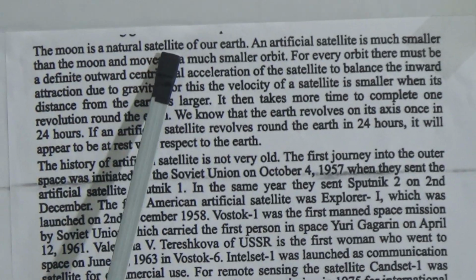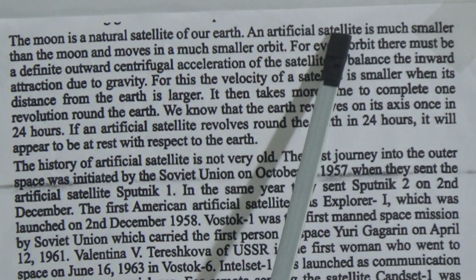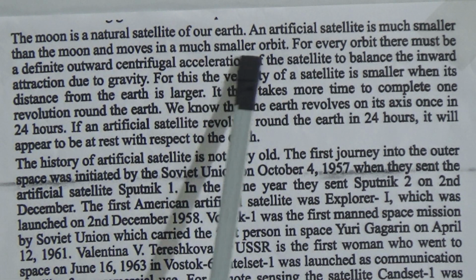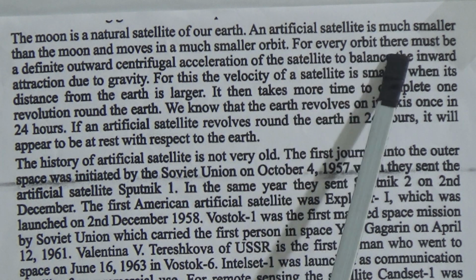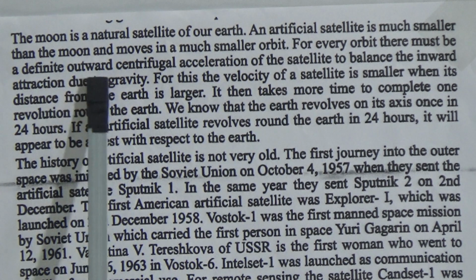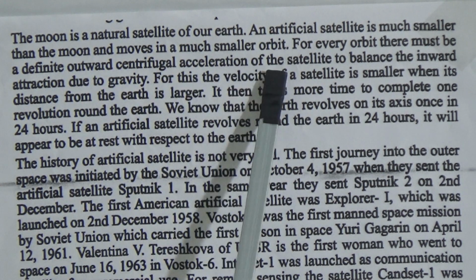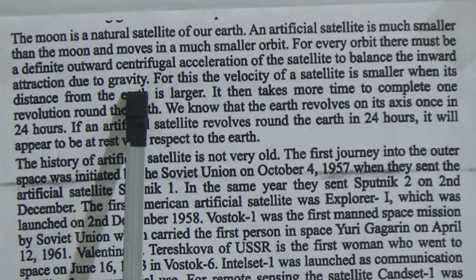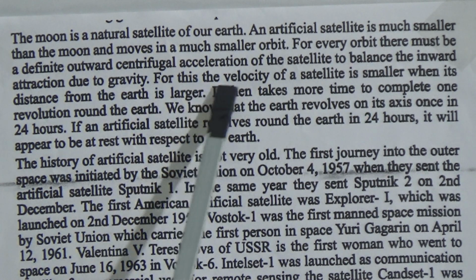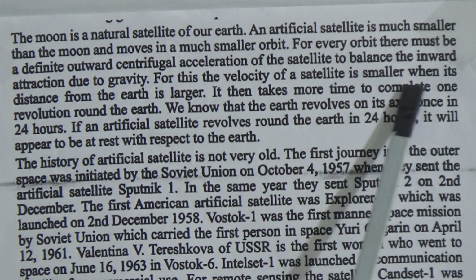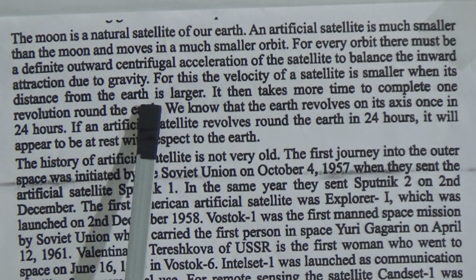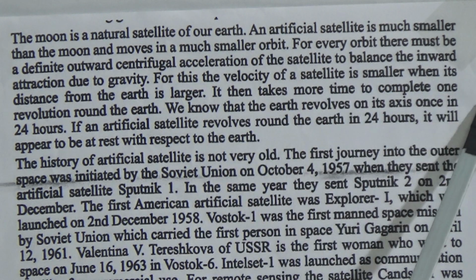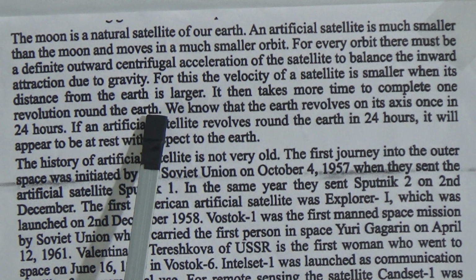The moon is a natural satellite of our Earth. An artificial satellite is much smaller than the moon and moves in a much smaller orbit. For every orbit, there must be a definite outward centrifugal acceleration of the satellite to balance the inward attraction due to the gravity. For this, the velocity of a satellite is smaller when its distance from the Earth is larger. It then takes more time to complete one revolution round the Earth.